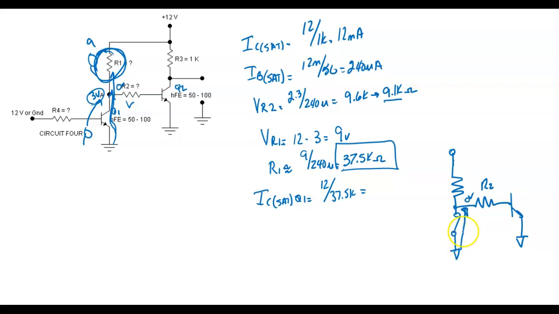So if we bring this common right here, that means this guy right here, if I put plus 12 volts right there, then now this guy is no longer dropping 9 volts. It's dropping the entire thing. So what would IC sat be for Q1?